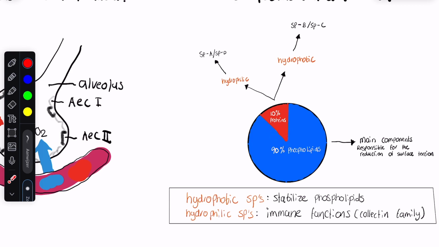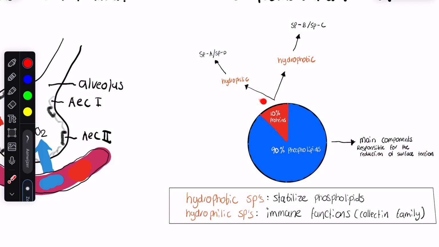Then we also have 10% proteins, and these 10% proteins also play an important role to two different extents. These proteins can be classified in two different classes. We have the hydrophobic proteins, which are surfactant protein B and surfactant protein C. As you can see here, the hydrophobic surfactant proteins stabilize the phospholipids. So by stabilizing the phospholipids, they also play a very important role in reducing the surface tension. So the hydrophobic surfactant proteins are more a kind of assistant proteins that help the phospholipids.